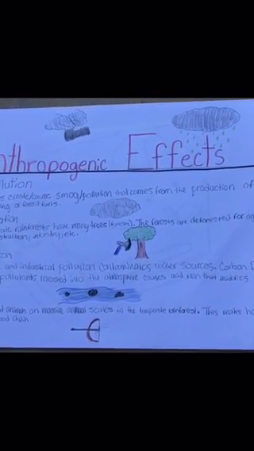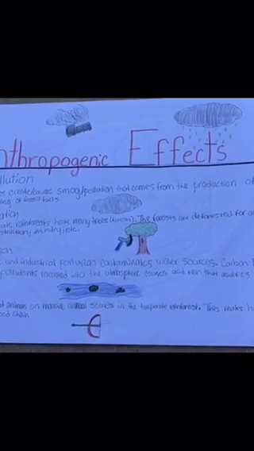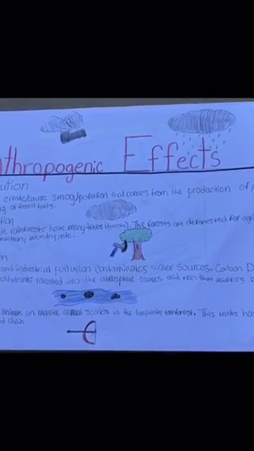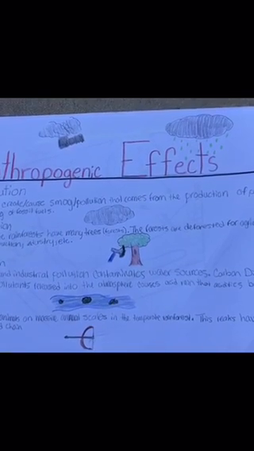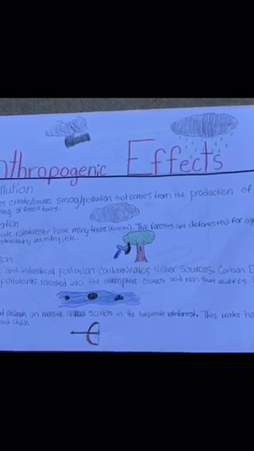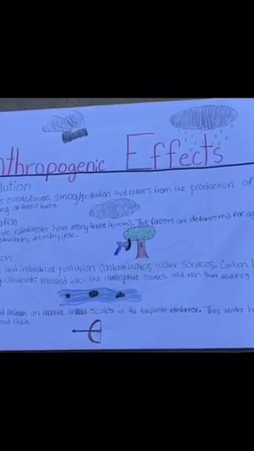Deforestation. Temperate rainforests have many trees, hence the name temperate rainforest. The forests are chopped down for agriculture, land, construction, industry, and many other uses. Water pollution. Domestic and industrial pollution contaminates the water sources. Carbon dioxide and other pollutants released into the atmosphere cause acid rain that acidifies bodies of water.